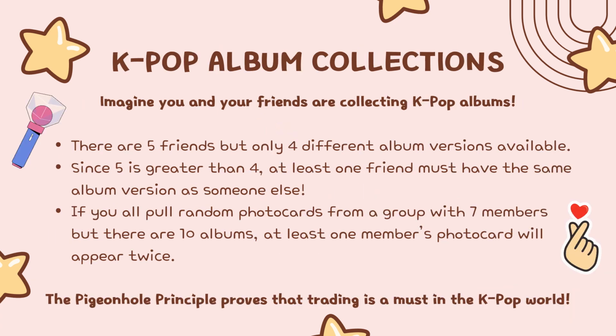Now, we have a strong principle example here, and the scenario is K-pop album collections. So imagine you and your friends are collecting K-pop albums or buying them. There are 5 friends, but only 4 different versions of the album available. Since 5 is greater than 4, at least one friend must have the same album version as someone else.